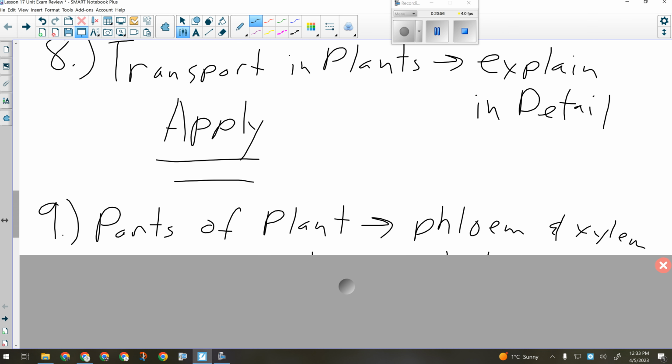All right, then we talked about the parts of the plant. Phloem and xylem, definitely got to know those because they're part of plant transport. So the xylem, middle of the stem, transports the water. Phloem, outside of the stem, transports the sugar.